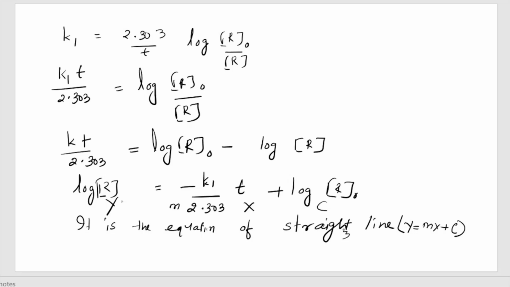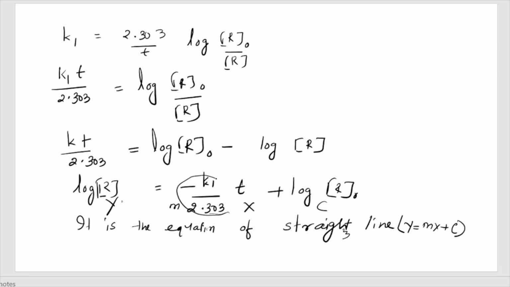After calculation, observe K1 t by 2.303 equals log R0 by R. Lastly, you will get log R equals minus K1 by 2.303 times t, plus log R0. This value is known as m, the slope, and log R is known as y. That means y equals log R, and the slope is m.